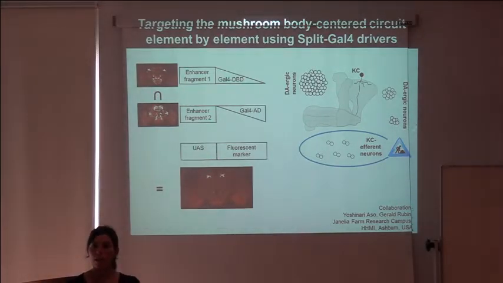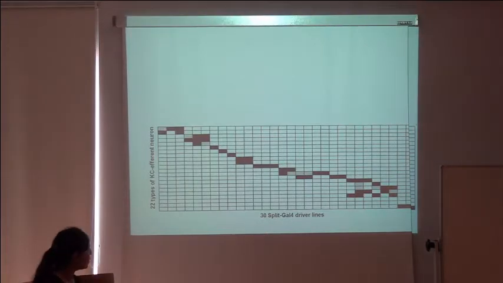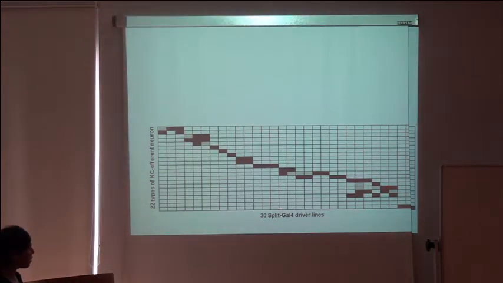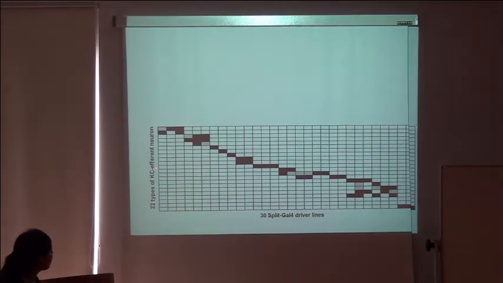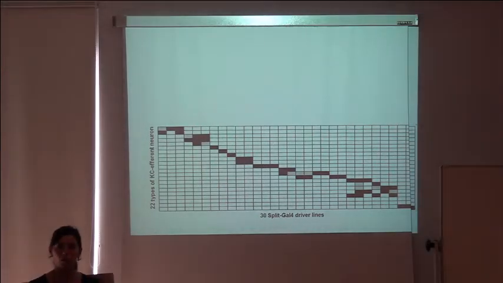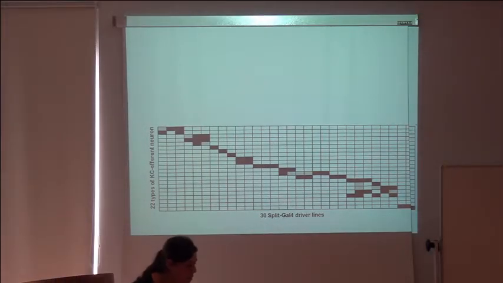Here you can see how the situation looks for these mushroom body output neurons. We're trying to find out which neurons read out the memory from the mushroom body. So you can see this matrix. On the x-axis, you see the driver line. On the y-axis, you see the neuron types. So you can see that, for example, this driver only targets this one neuron type. This driver only targets this neuron type. There are some drivers, like this one, which target a couple of types. And it's also important that one type of neuron is often targeted by multiple lines independently, so you can validate, basically.